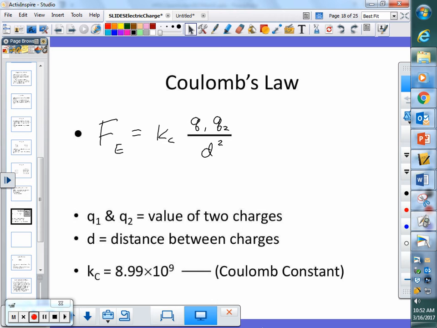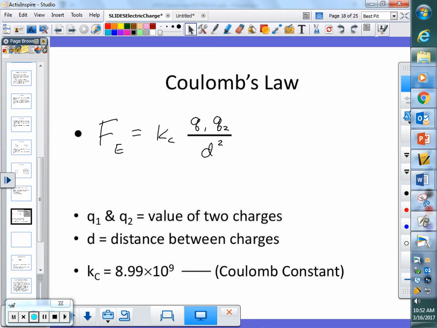So let's talk about fractions. The amount of charge is in the numerator of this fraction. If the numerator of a fraction gets bigger, what happens to the answer of that fraction? If the top of a fraction gets bigger, what happens? It's a division problem, right? If the top gets bigger, what happens to the answer? It gets bigger. What do we call that?